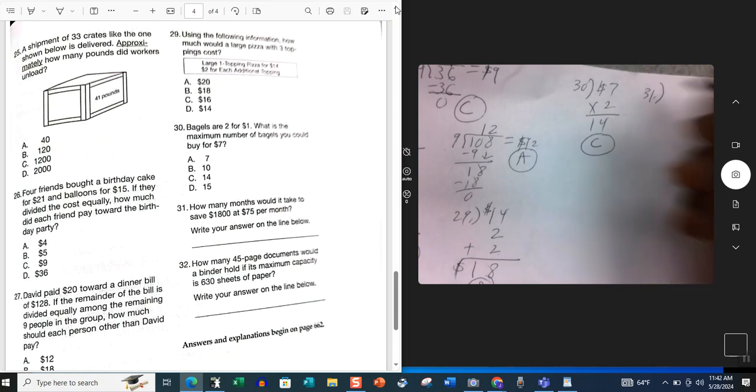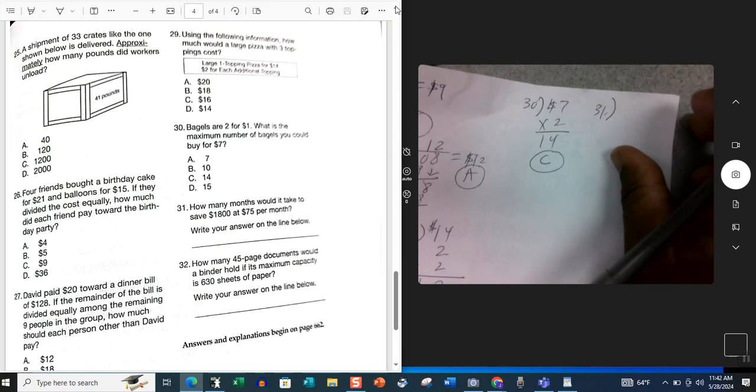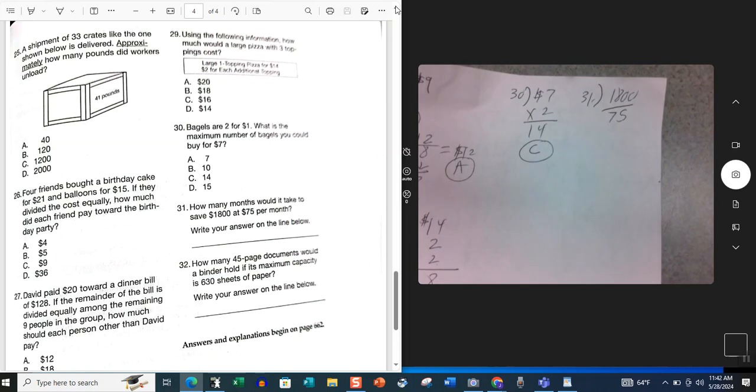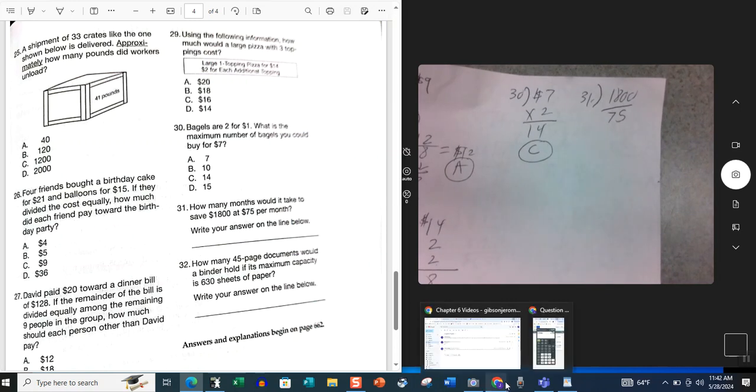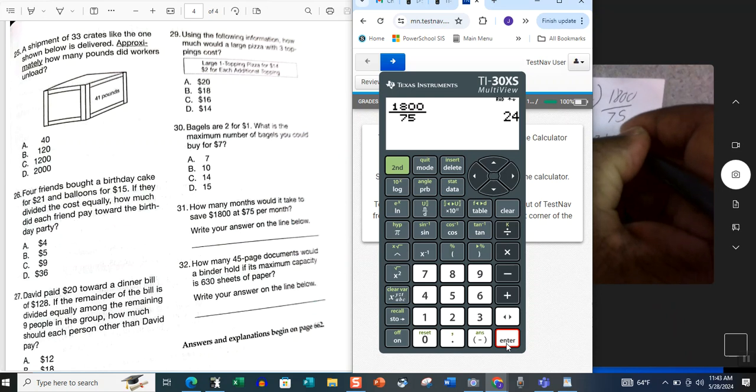All right, 31. How many months would it take to save $1,800 at $75 per month? So we'll take 1,800 divided by 75, and we're going to put that in our calculator real quick. Let me clear this out. So we'll press N over D, and we'll take 1,800 divided by 75. Oh, I wasn't supposed to press the division key. So we do the down arrow, 75, press enter, and we have 24. So our answer here is 24 months.